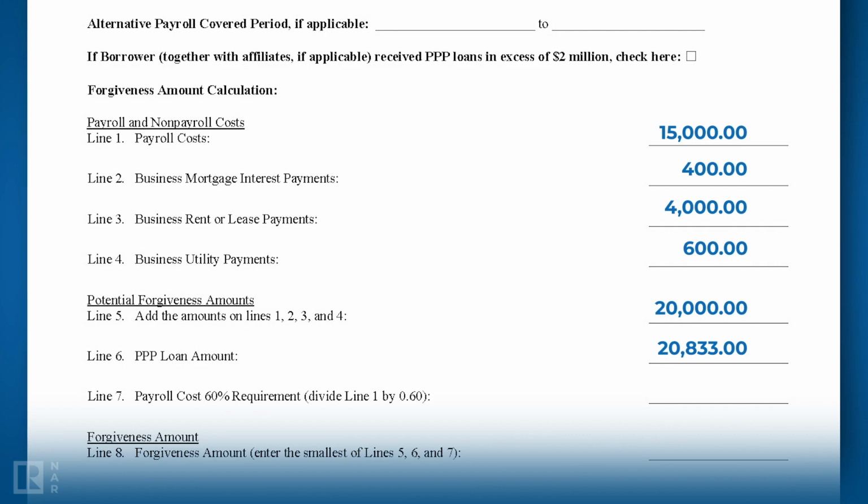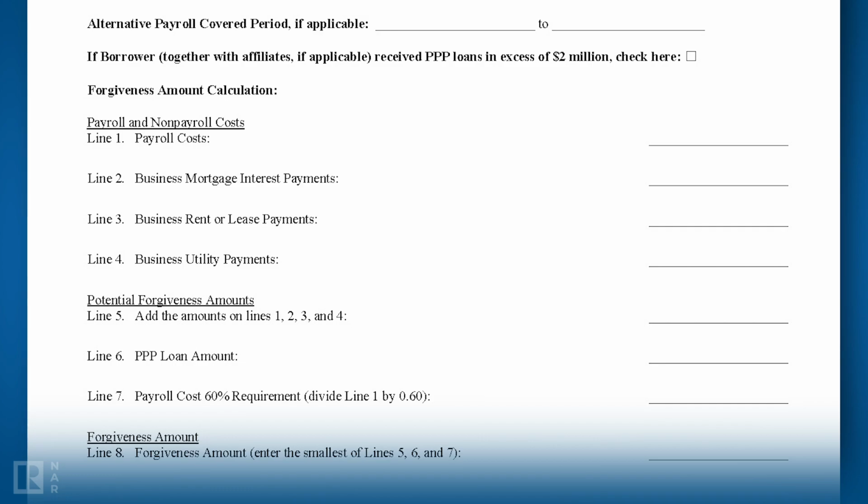Line 7 is designed to determine whether at least 60% of the costs for which the borrower seeks loan forgiveness are payroll costs. The borrower should divide the amount in line 1, which is payroll costs, by 0.60. For this line, let's consider a third example. A small business borrower with 3 employees that each receive weekly cash compensation and benefits of $1,500 and have received this level of compensation for the past 18 months.